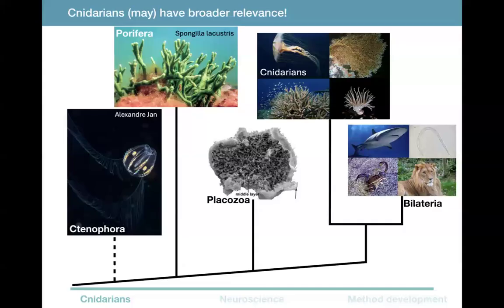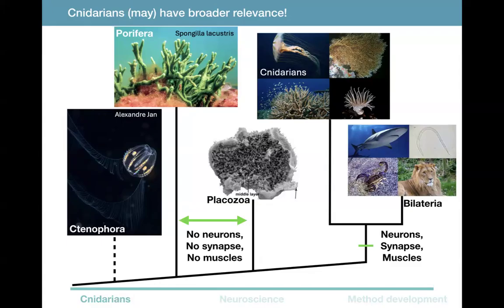And then as a last point, I wanted to argue that Cnidaria may have more broad relevance. So back to this phylogenetic tree, it turns out that our common ancestor with Cnidaria had neurons, synapses, and muscle. And so anything that you find that is interesting from a self-assembly perspective may have some interest in studying in other animals. Whereas if you look at simpler animals, you may miss these neurons and synapses and muscle.